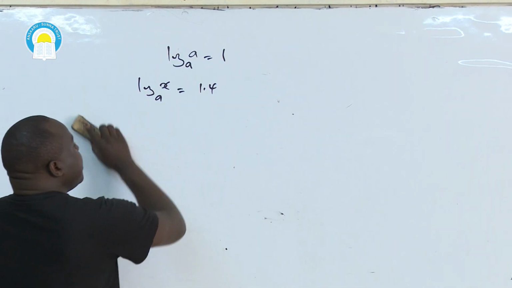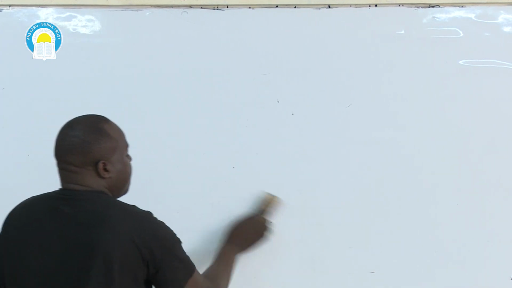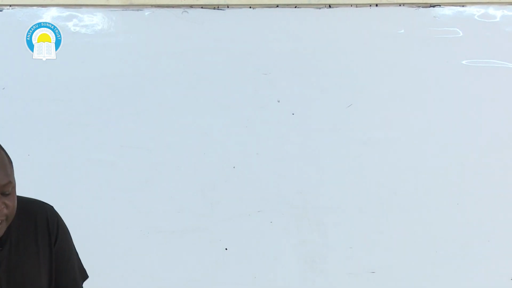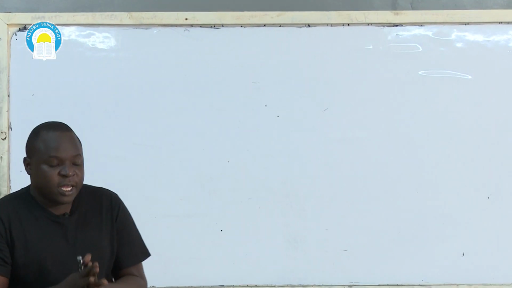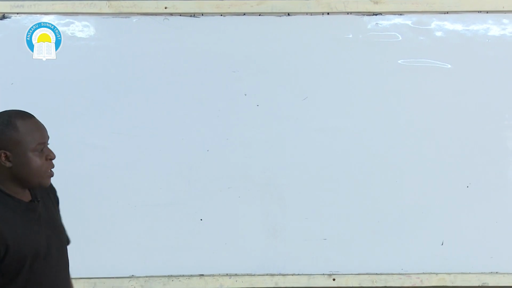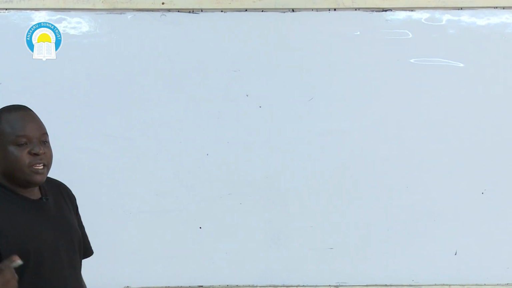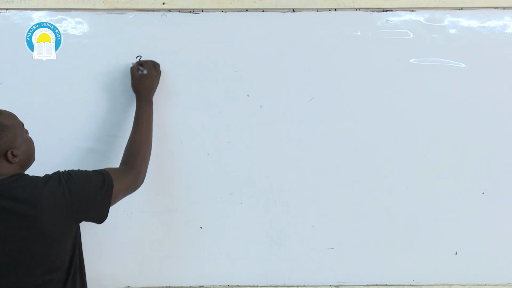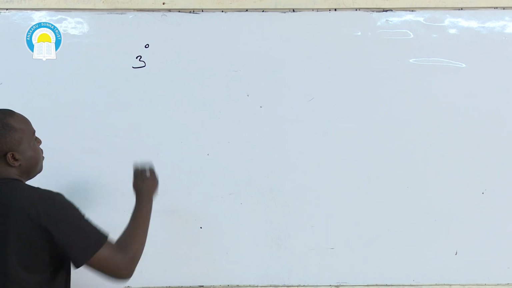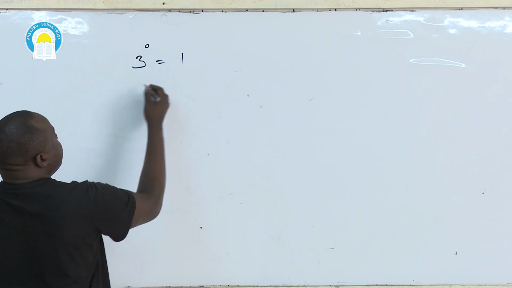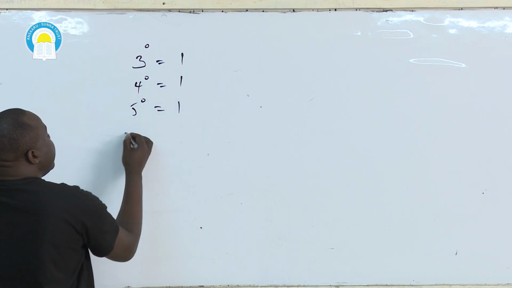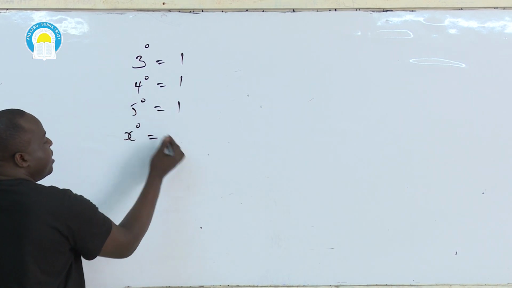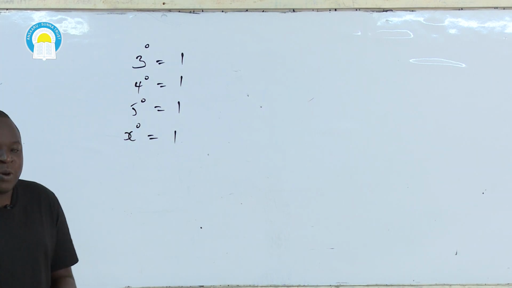Now, the next thing we're supposed to do is move to the next law, which is the logarithm of unit. Again, according to your indices, a number like 3 raised to 0 gives you a value 1. 4 raised to 0 is 1. 5 raised to 0 is 1. X raised to 0, meaning any number raised to 0, the answer is equivalent to 1.